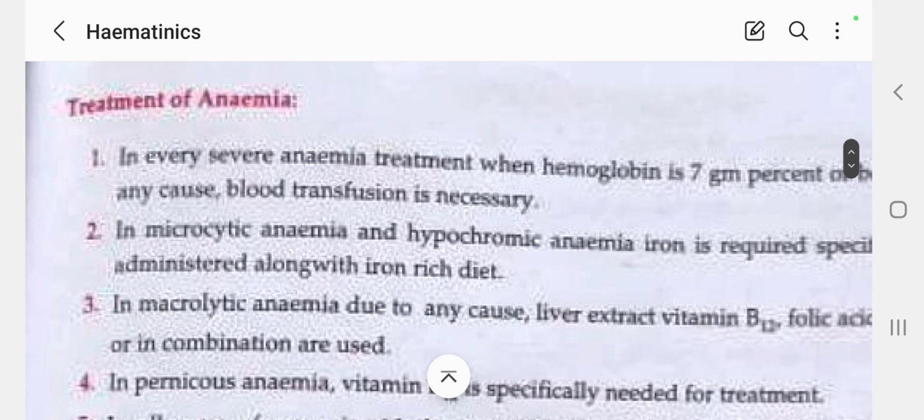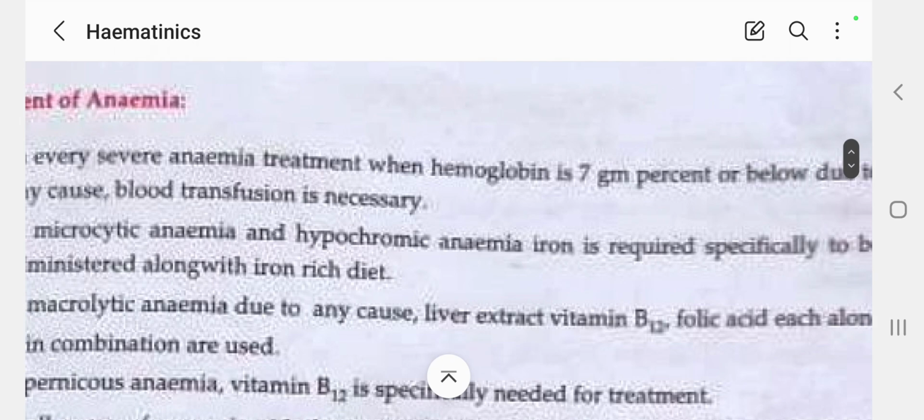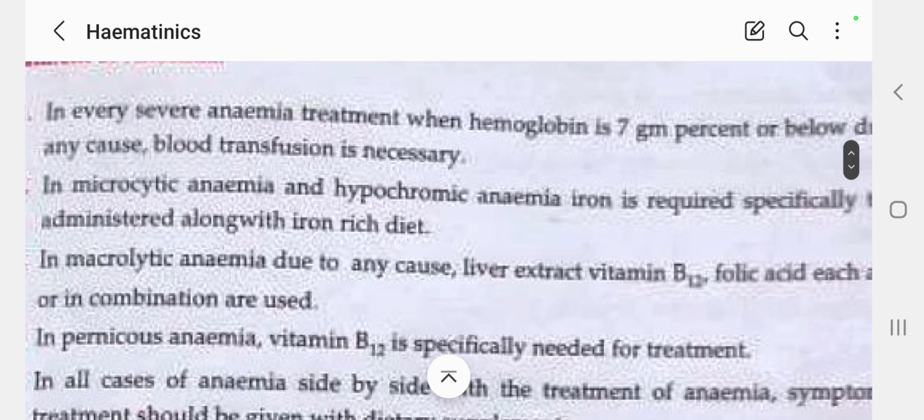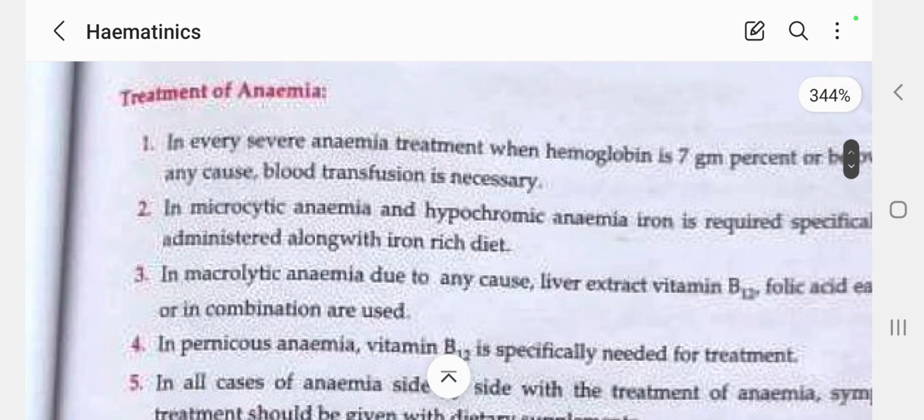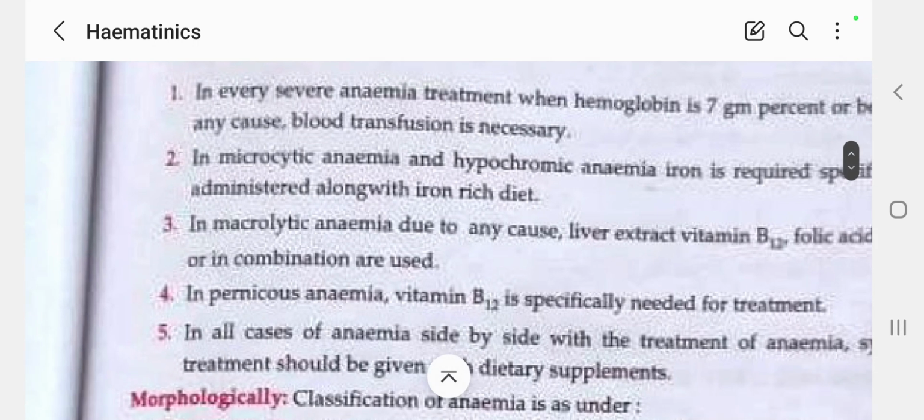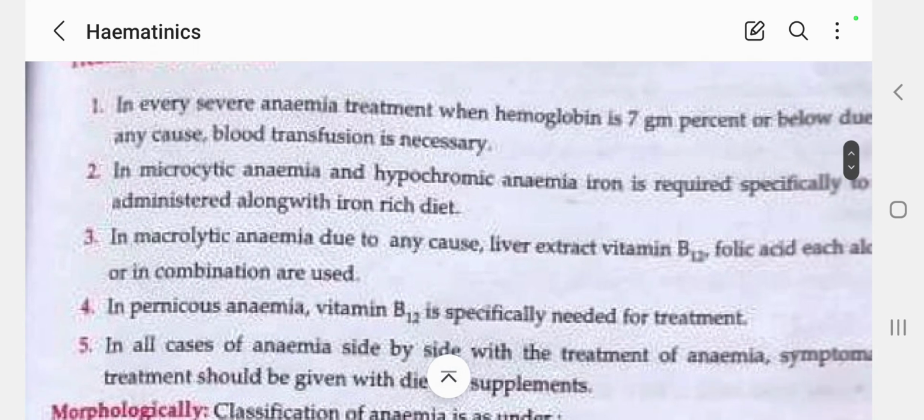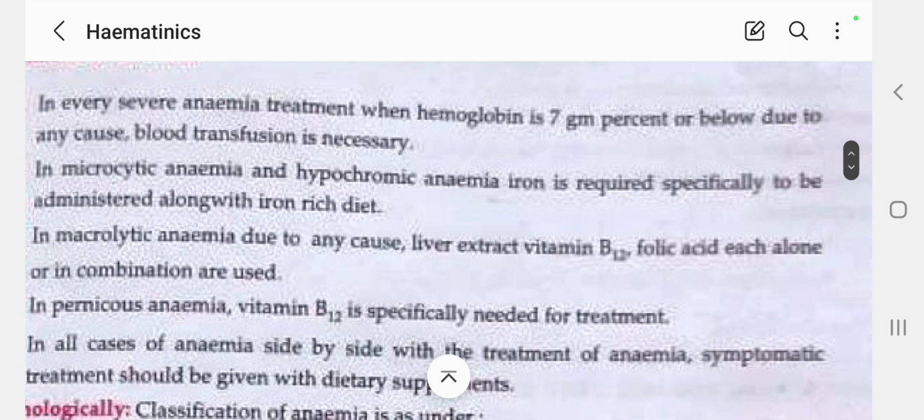In every severe anemia, when hemoglobin is 7 gram percent or below due to any cause, blood transfusion is necessary. So if a person's hemoglobin is below 7 gram, the person should be immediately transfused with blood. And in microcytic anemia and hypochromic anemia, iron is required to be specifically administered along with an iron rich diet.